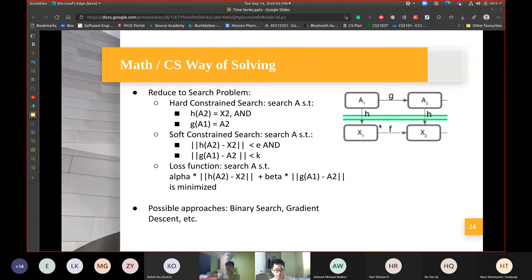Yeah, so this is a bit more of an explanation on how exactly you search. I don't think I'll cover this.